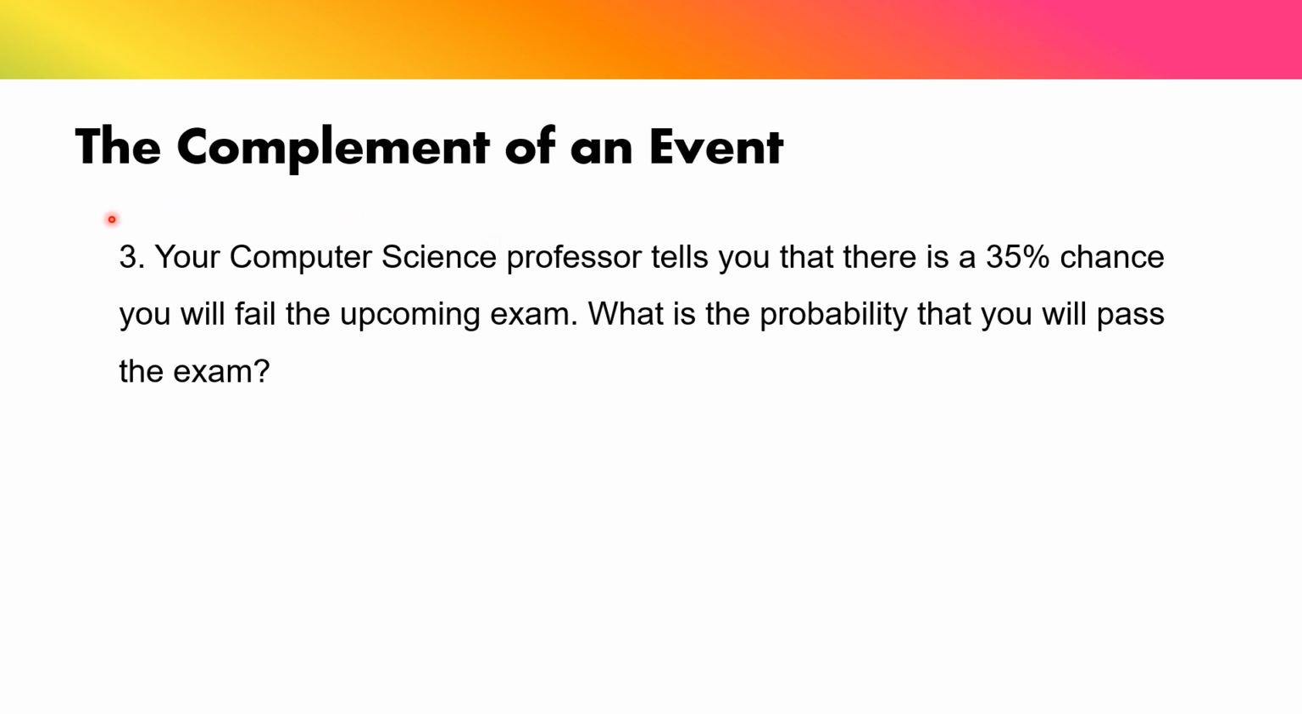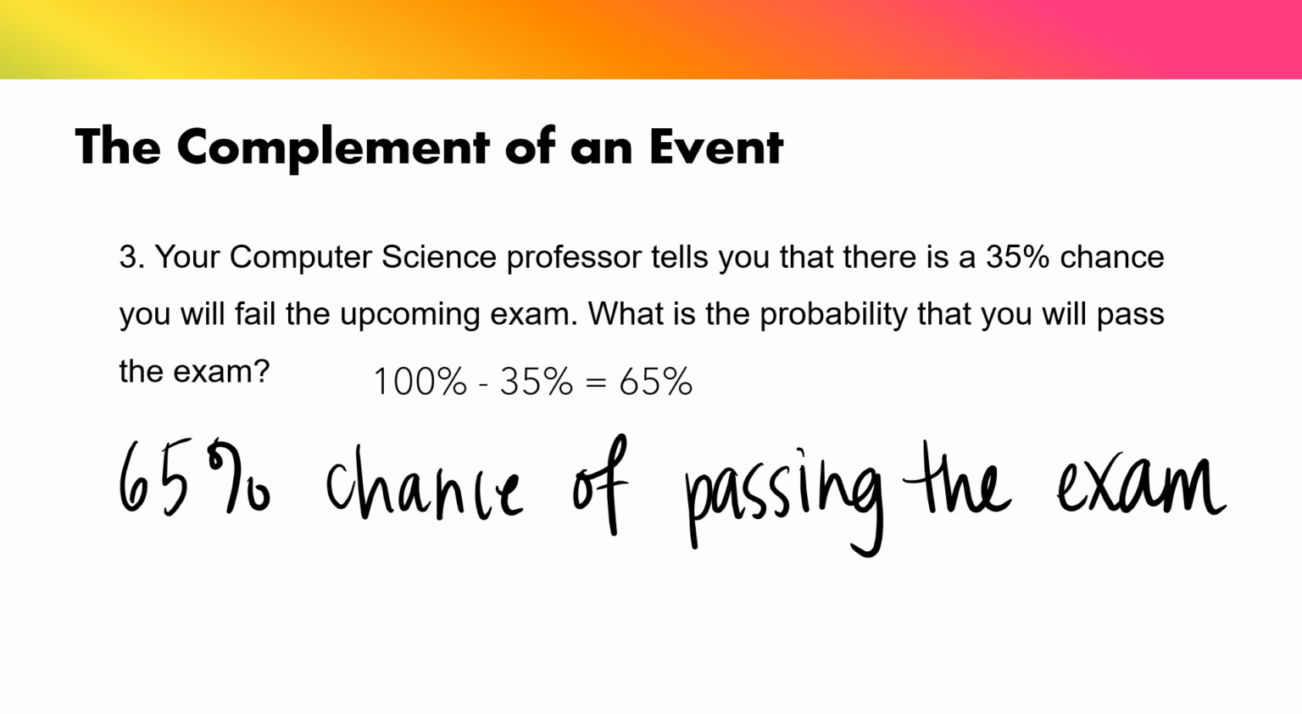A couple more easy examples and we'll get into our formula. Your computer science professor tells you that there is a 35% chance that you will fail the upcoming exam. What's the probability that you will pass the exam? Those are opposites, failing the exam versus passing the exam. So the opposite of 35% is 100 minus 35, which is 65. So if there's a 35% chance that we fail, there's a 65% chance that we pass.